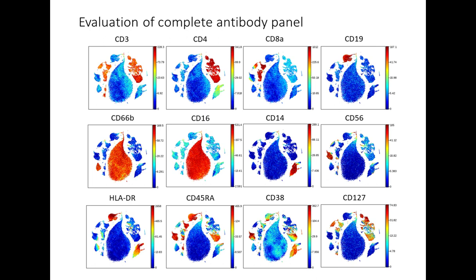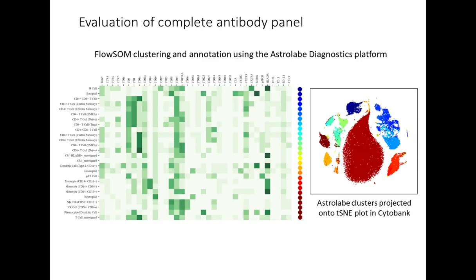And another way to be able to evaluate this sort of data is to actually perform some clustering. And one way in which we do this is to use FlowSOM clustering and cluster annotation using the Astrolabe Diagnostics platform. And so here you can see on the left that there's a heat map where every column corresponds to one of the markers in our panel. Every row is a cluster defined by expression patterns across those. It's a little bit hard to read the text there. And we can also take those clusters and map them back onto our t-SNE plot and further confirm how all of these relate to each other.